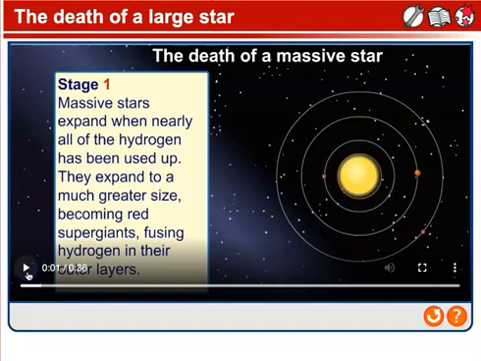Stage 1, massive stars expand when nearly all the hydrogen has been used up. They expand to a much greater size, becoming red supergiants, fusing hydrogen in their outer layers.